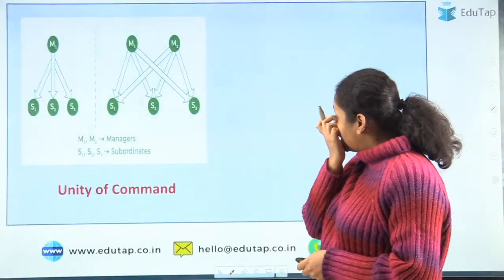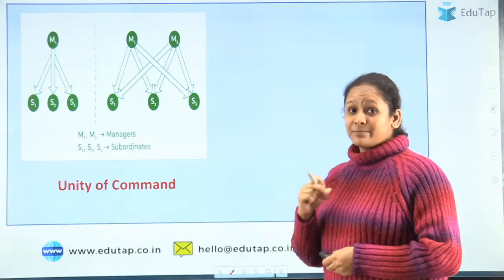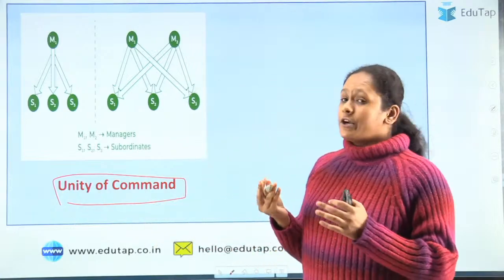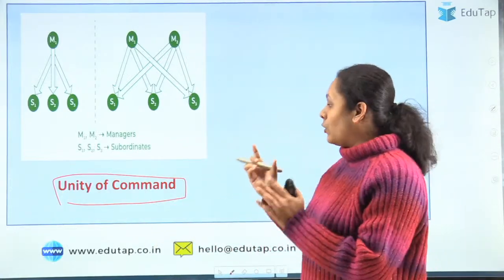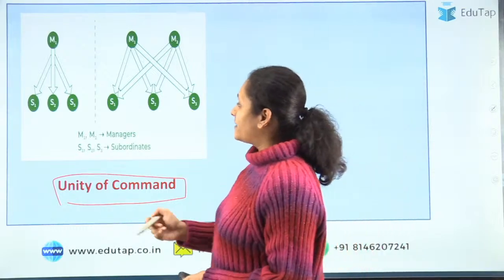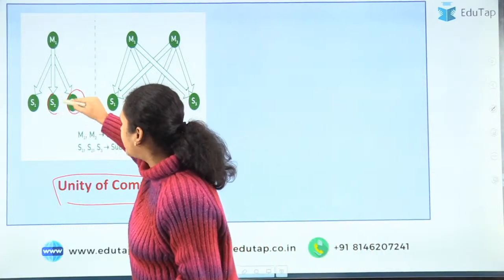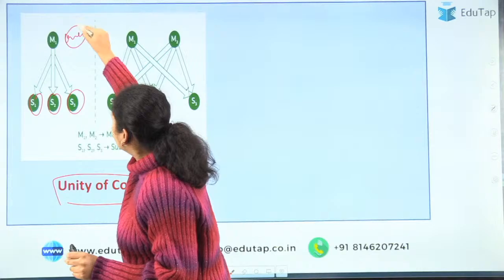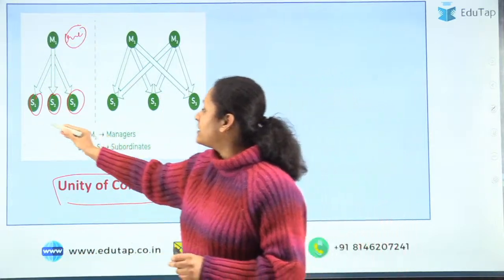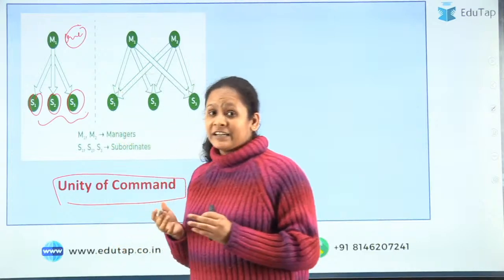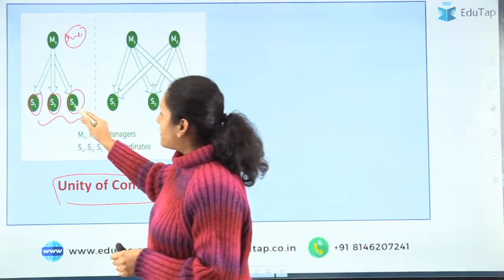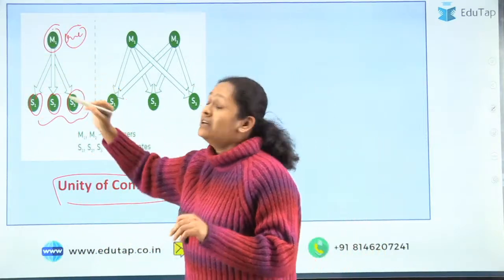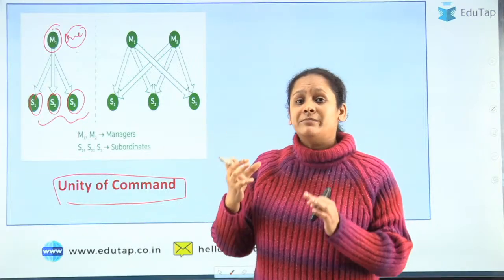Now let's go ahead and understand the next principle which he gave. The next principle was unity of command. So what do I simply mean by unity of command? Henry Fayol simply said that a subordinate or an employee should receive orders from only one manager at a time. Take an example: let's say there are three employees. These three employees should receive orders from a single manager instead of receiving orders from multiple managers.